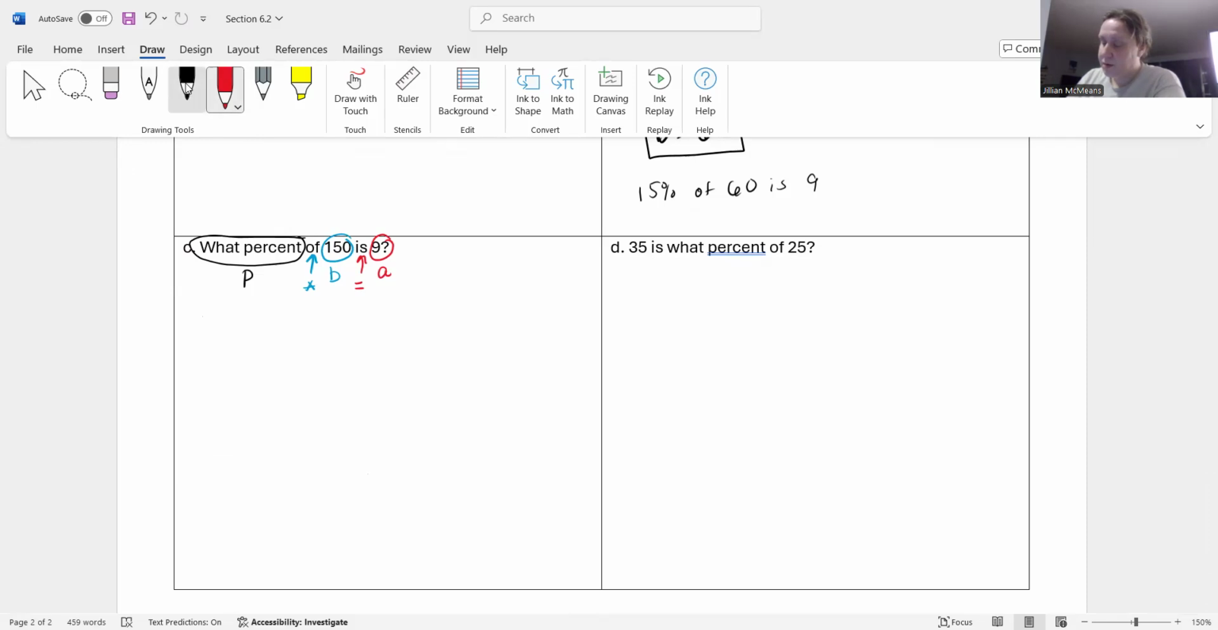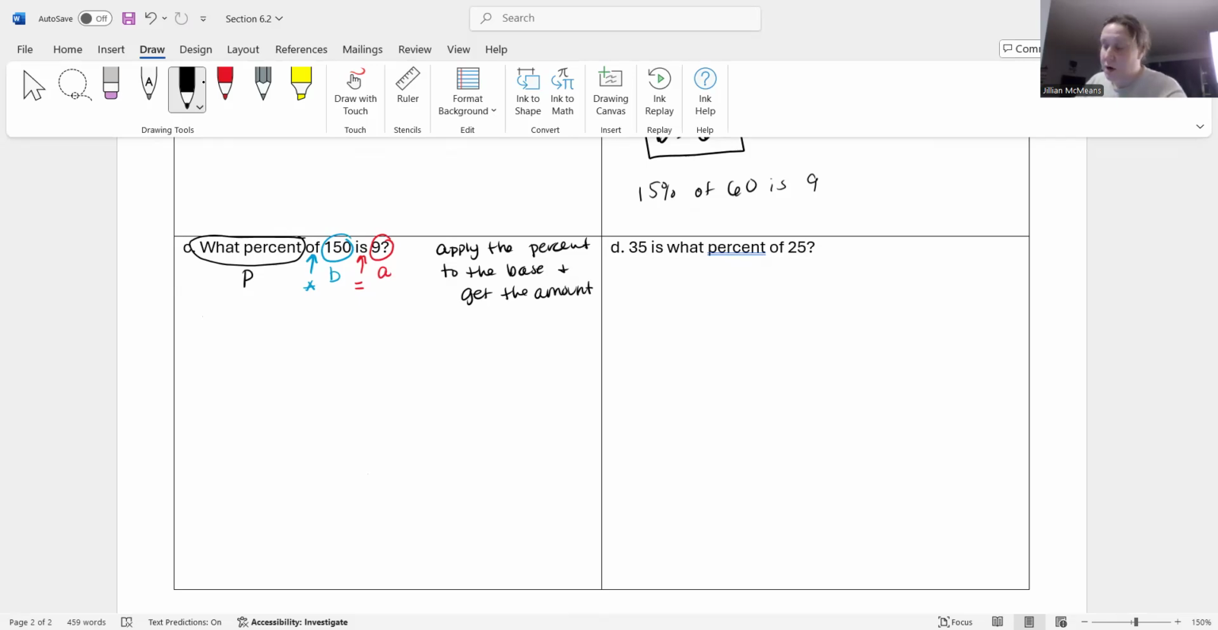So remember, apply the percent to the base and get the amount. Okay, so these are the hardest where you're trying to find the percent because you're given both the base and the amount, but you've really got to understand the difference between them.